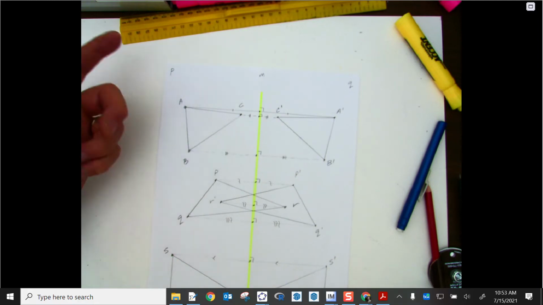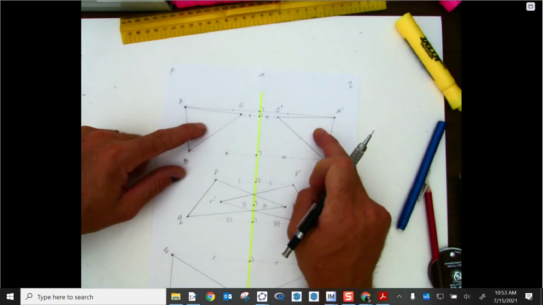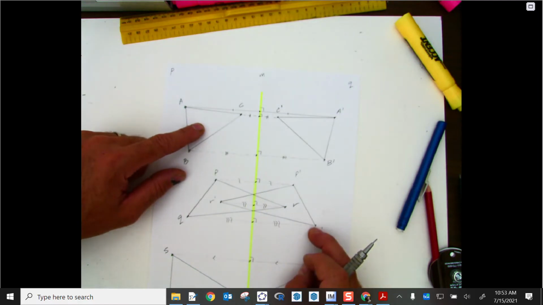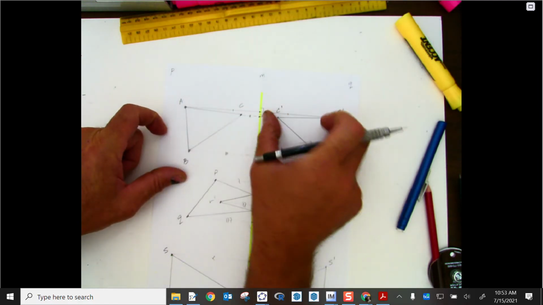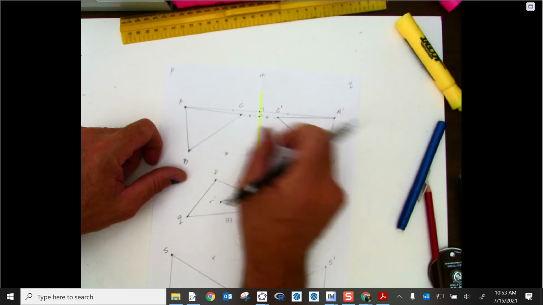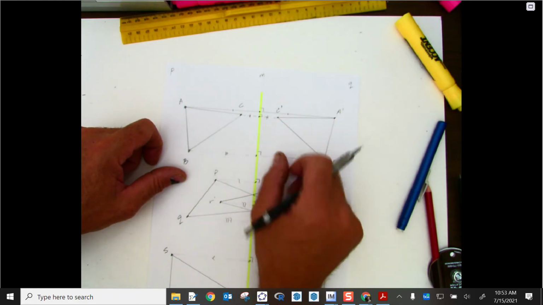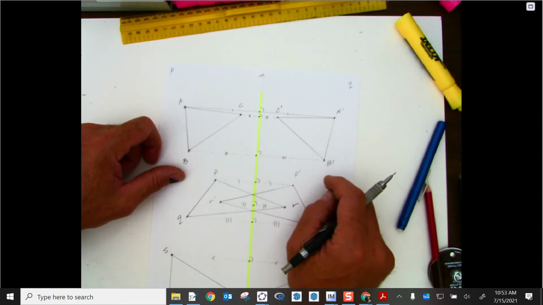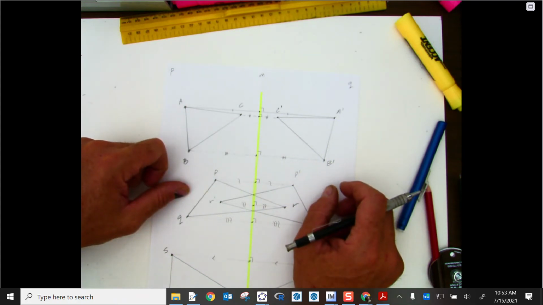And then the last thing you should certainly notice is that the two triangles are congruent under reflection. So, if this distance is the same as this distance, and this one are the same, and they're perpendicularly constructed, then the new triangle, the image, it seems like it would make sense that it would have to be congruent.